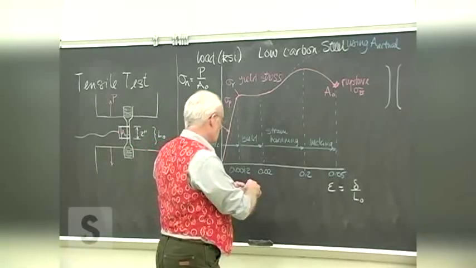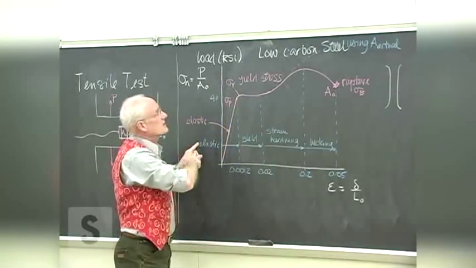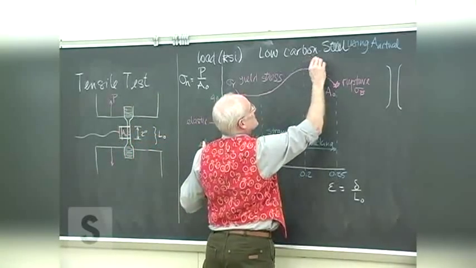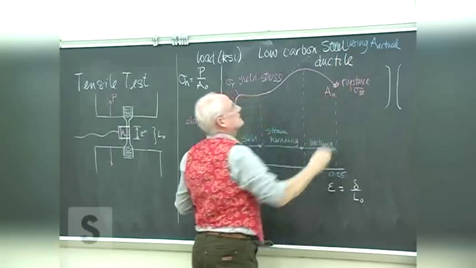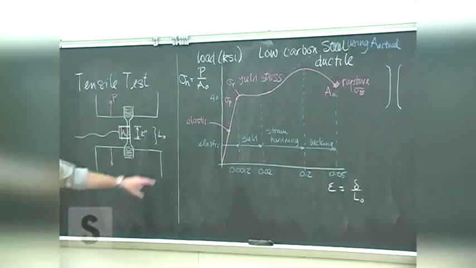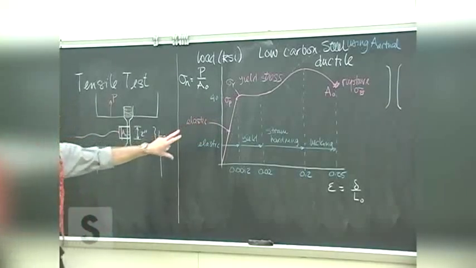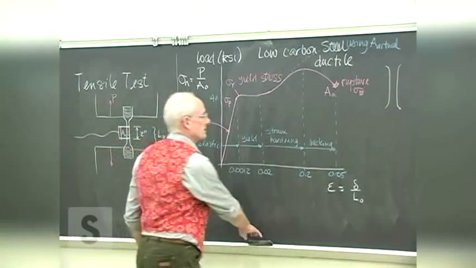So that's the typical curve, specifically with numbers for low carbon steel, but it's the general curve for what are called ductile materials. Ductile materials are those that have this kind of response at generally room temperatures. And that's pretty much where you want to design for things, is at room temperatures.